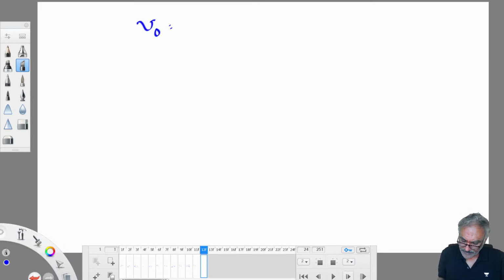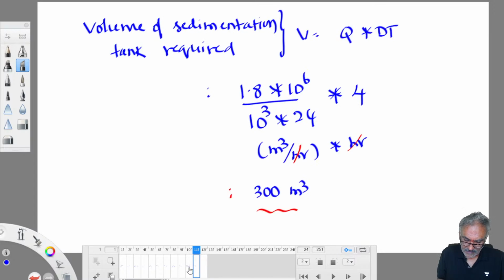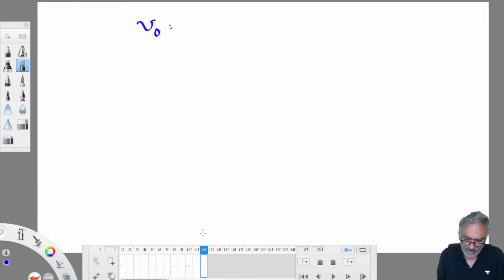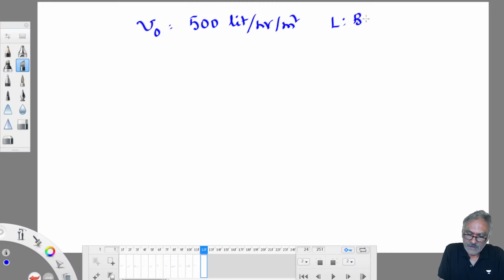So V0 is given. So this V0 is equal to 500 liters per hour per meter square. L to B is equal to 4:1. That means length is equal to 4 times B, or B is equal to L by 4. Okay. So what you can work out with V0, surface area.